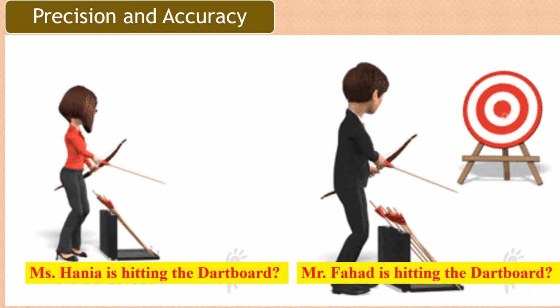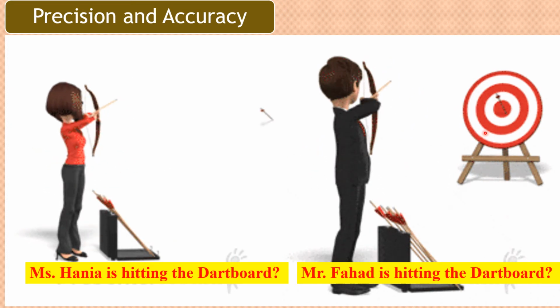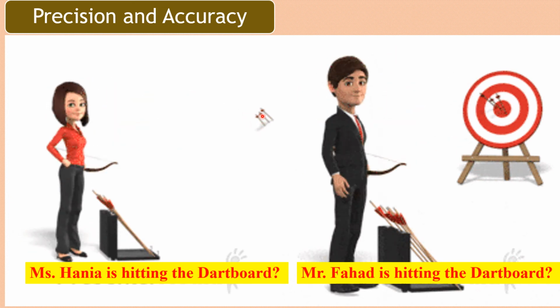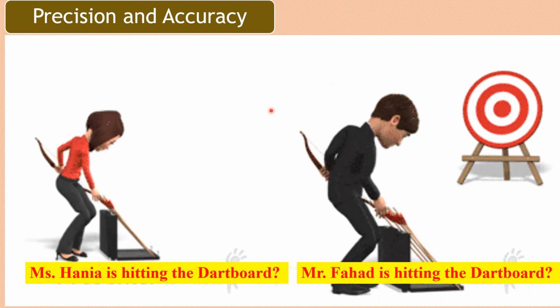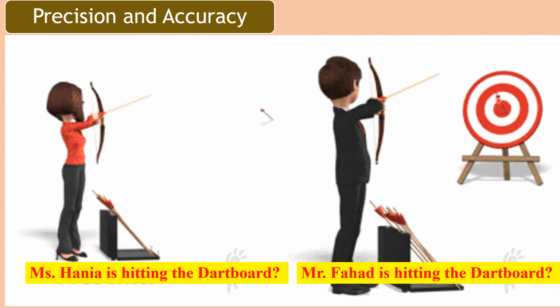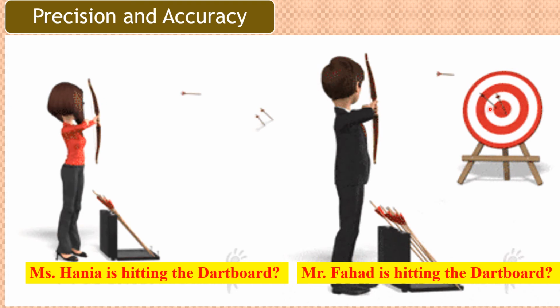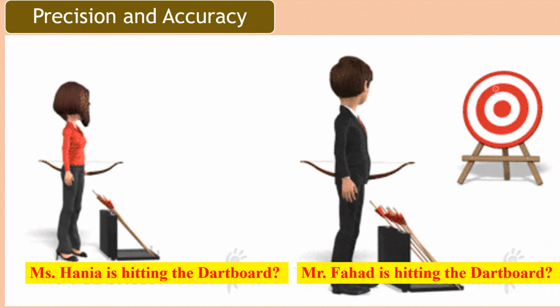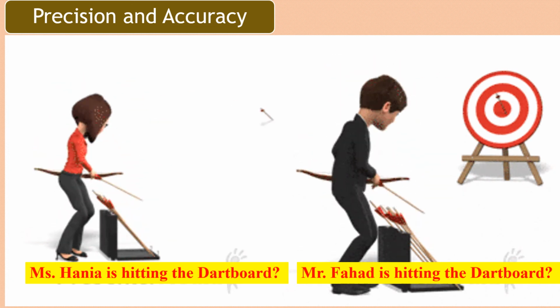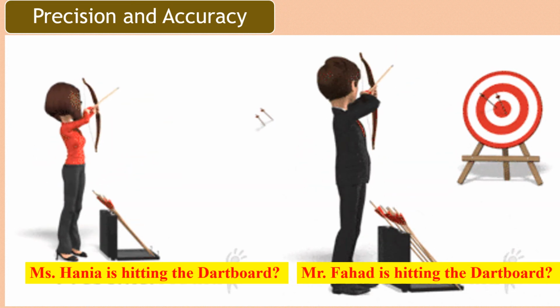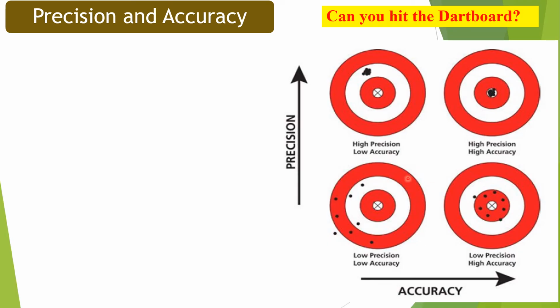Pointers may hit this central point or anywhere on the dartboard. The targeted pointers show the measured value, and it may be anywhere on the dartboard, while the center represents the actual value of the measurement. So by observing Ms. Hania's and Mr. Fahad's targeted pointers, we can understand precision and accuracy easily. On the right side, these two dartboards represent the experiment done by Mr. Fahad, and on the left side these two dartboards represent the experiment done by Ms. Hania. We have taken two axes, x-axis and y-axis. On the x-axis, accuracy is increasing. On the y-axis, when we move upward, precision is increasing.